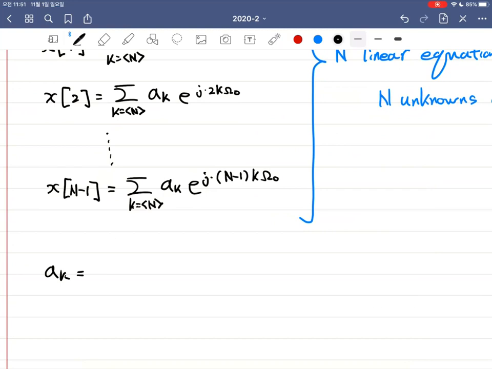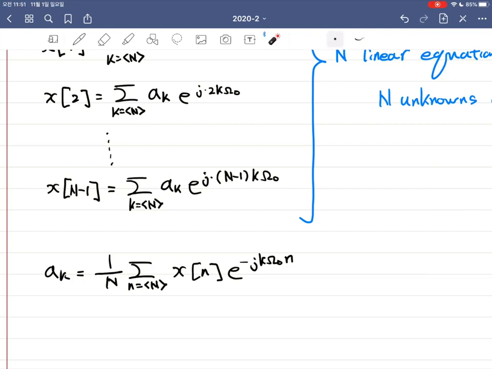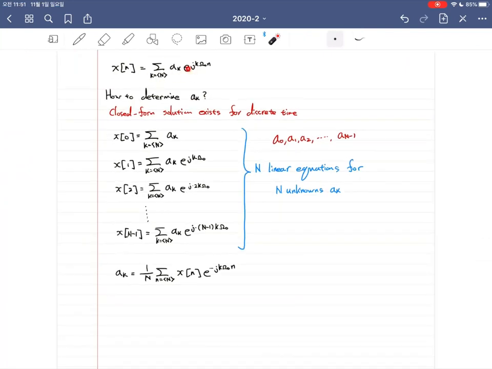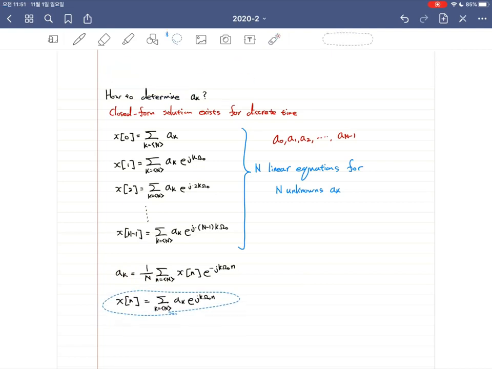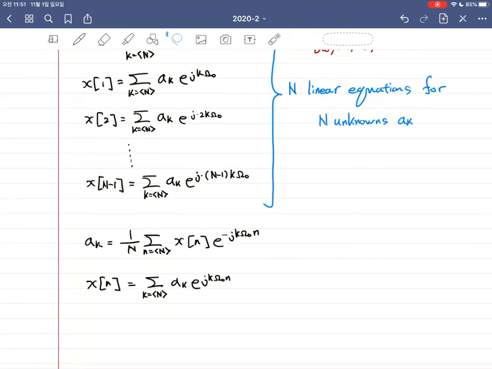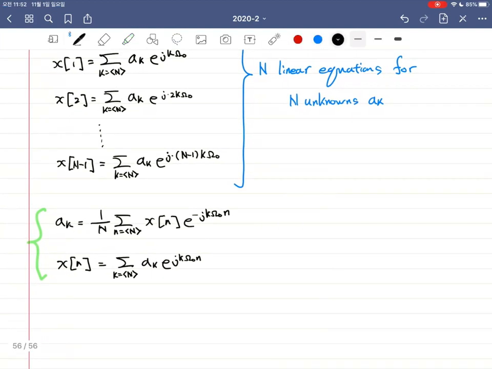a_k as 1 over N, summation over one period of x[n] e to the minus jk omega 0 n. Please note that this k becomes n now, because you should have the function of k for this coefficient. And please recall that you have this equation. Now you have this analysis equation and the synthesis equation for the discrete time case.